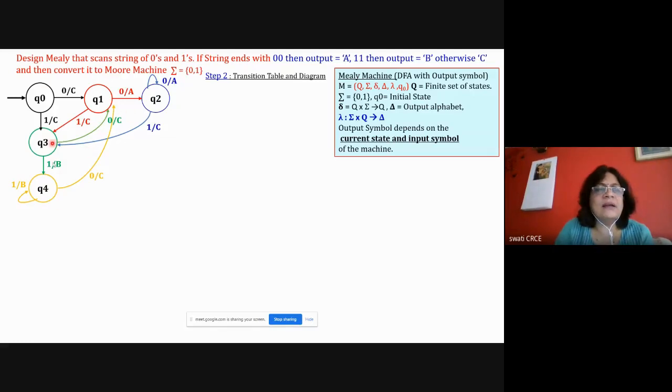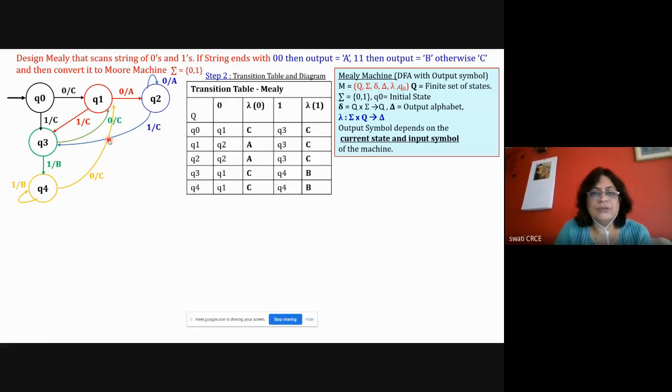This is the complete diagram for Mealy machine that generates A for 0, 0 and that generates B for every 1, 1. Okay. Now we have to convert it to Moore machine. So draw the transition table for the Mealy machine.